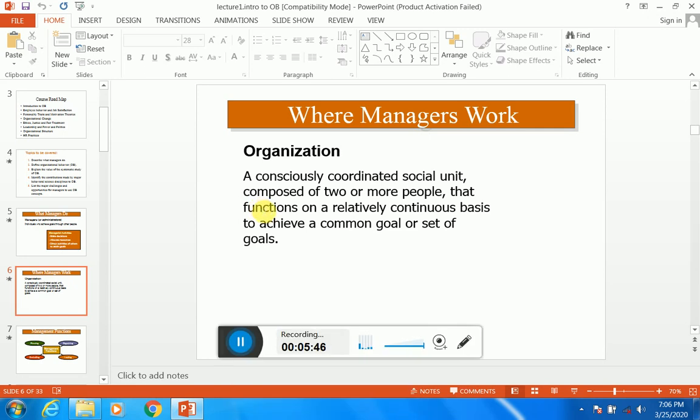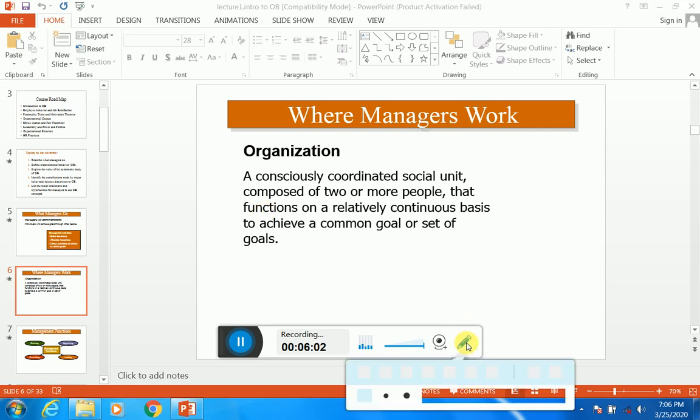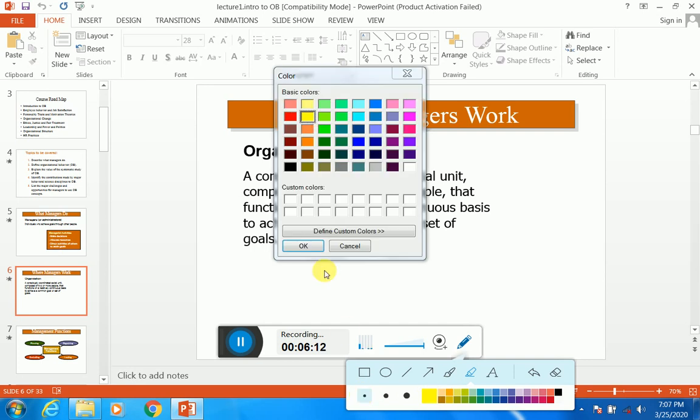According to this definition, an organization is a consciously coordinated social unit composed of two or more people that functions on a relatively continuous basis to achieve a common goal or a set of goals. It is a social unit. Now what does it mean? What does social unit mean? Let me explain.